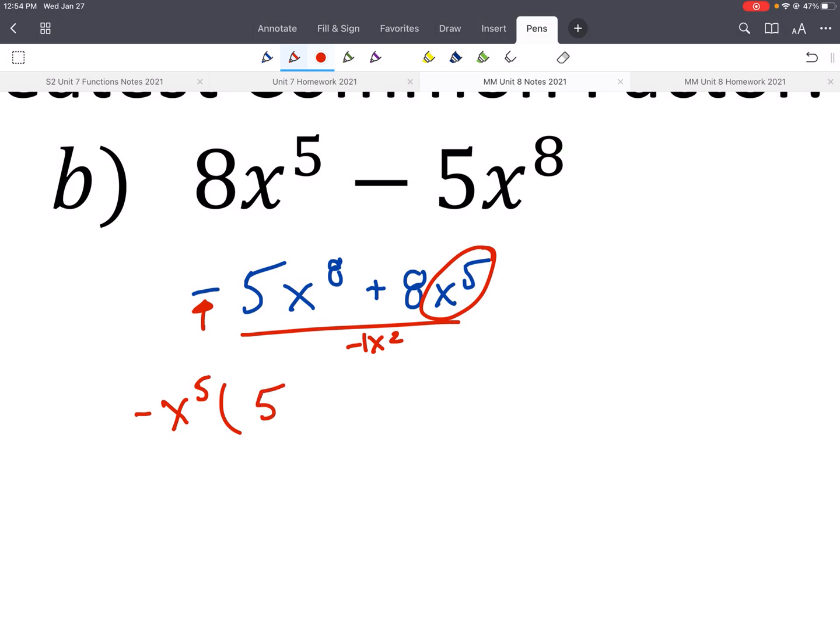And then, sorry, this is a 5. That did not look like a 5. And then we'll do x to the 8th over x to the 5. Again, we subtract, so that leaves us with x to the 3. And then for the next term, we have 8 divided by negative 1 gives us a negative 8. And then the x to the 5th cancel.